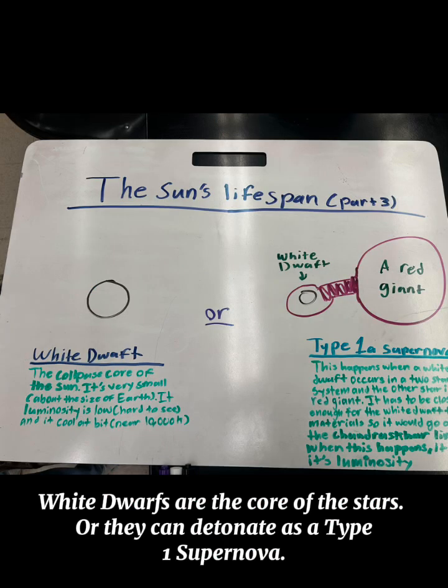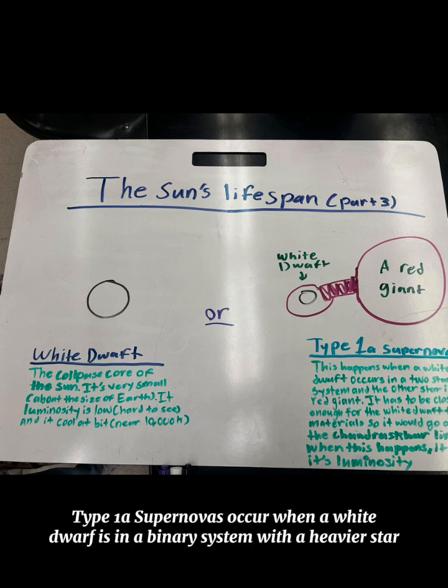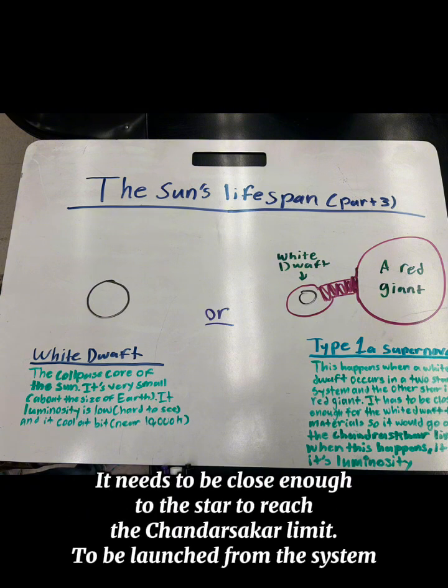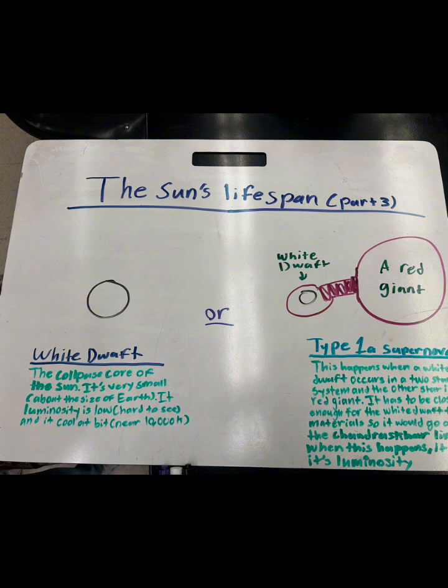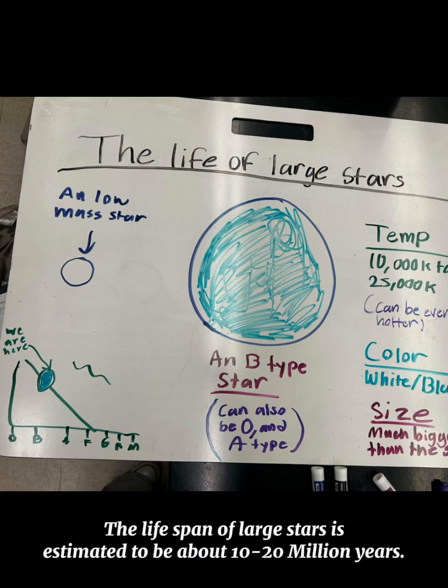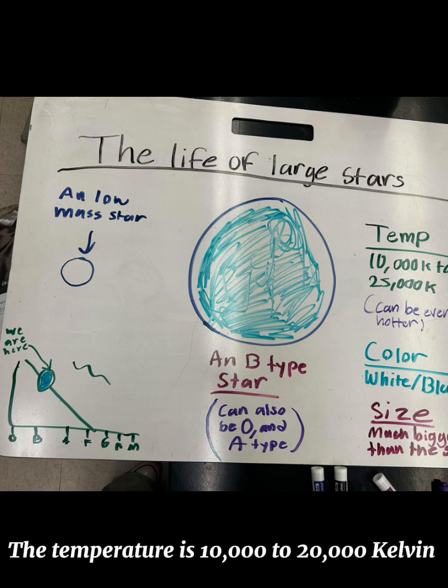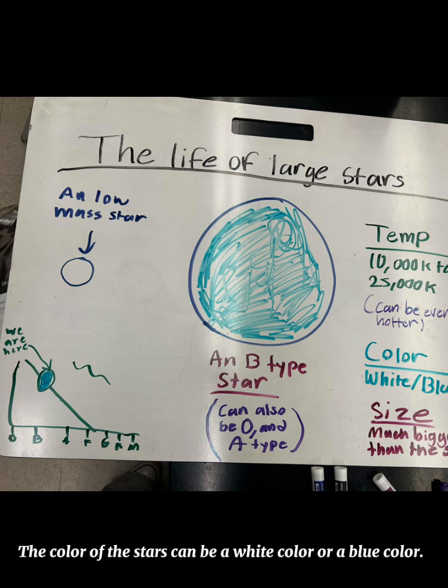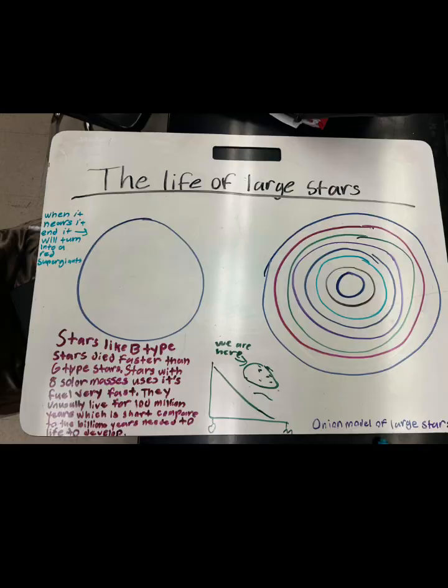White dwarfs are the cores of stars, or they can detonate as a Type 1a supernova. Type 1a supernovas occur when a white dwarf is in a binary system with a heavier star. It needs to be close enough to the star to reach the Chandrasekhar limit and explode. The lifespan of large stars is estimated to be about 10 to 20 million years. The temperature is 10,000 to 20,000 Kelvin. The color of these stars can be white or blue.